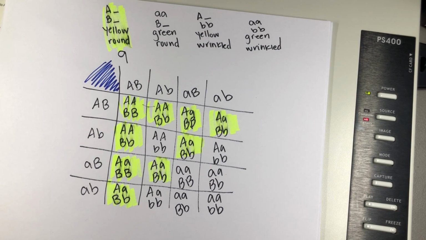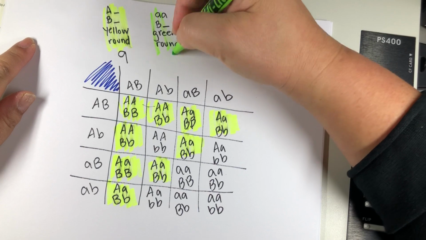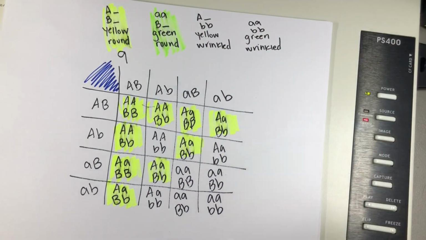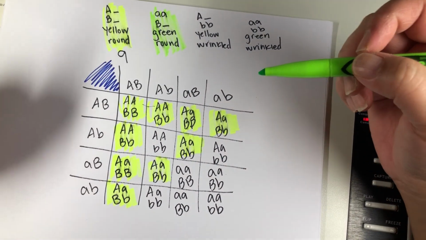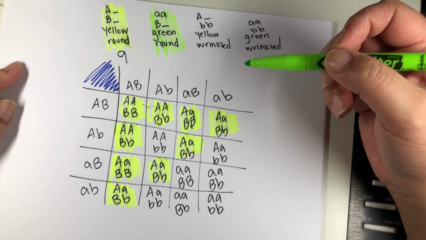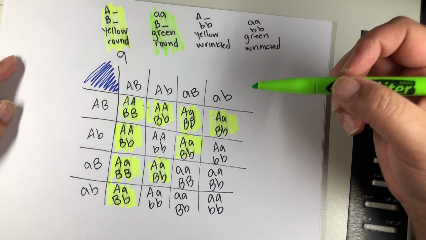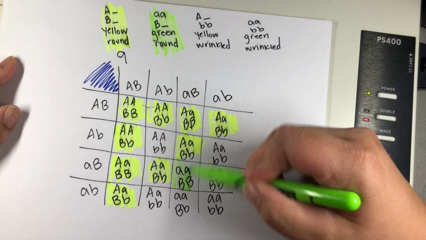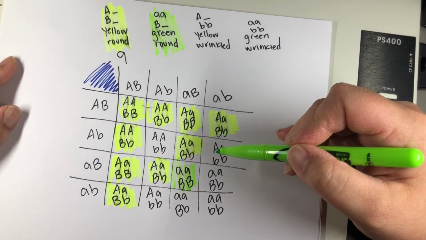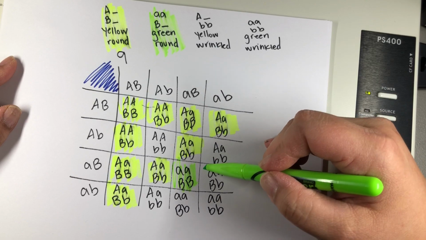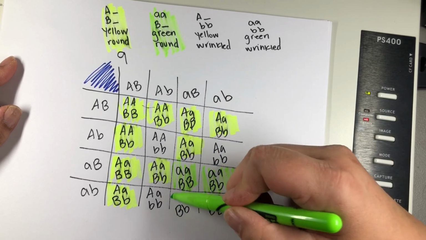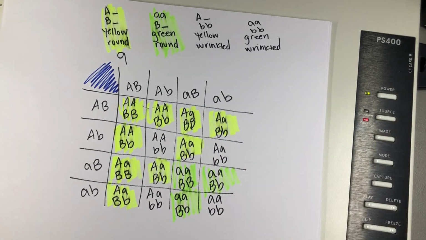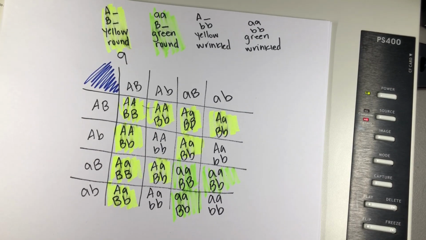Now let's go through with the green highlighter. Oh, wow, they all look the same. Okay, with the green highlighter, we'll highlight all the green round individuals, so anything with a little a, big B. Here's one, this one, and also this one. How many of those? 3.